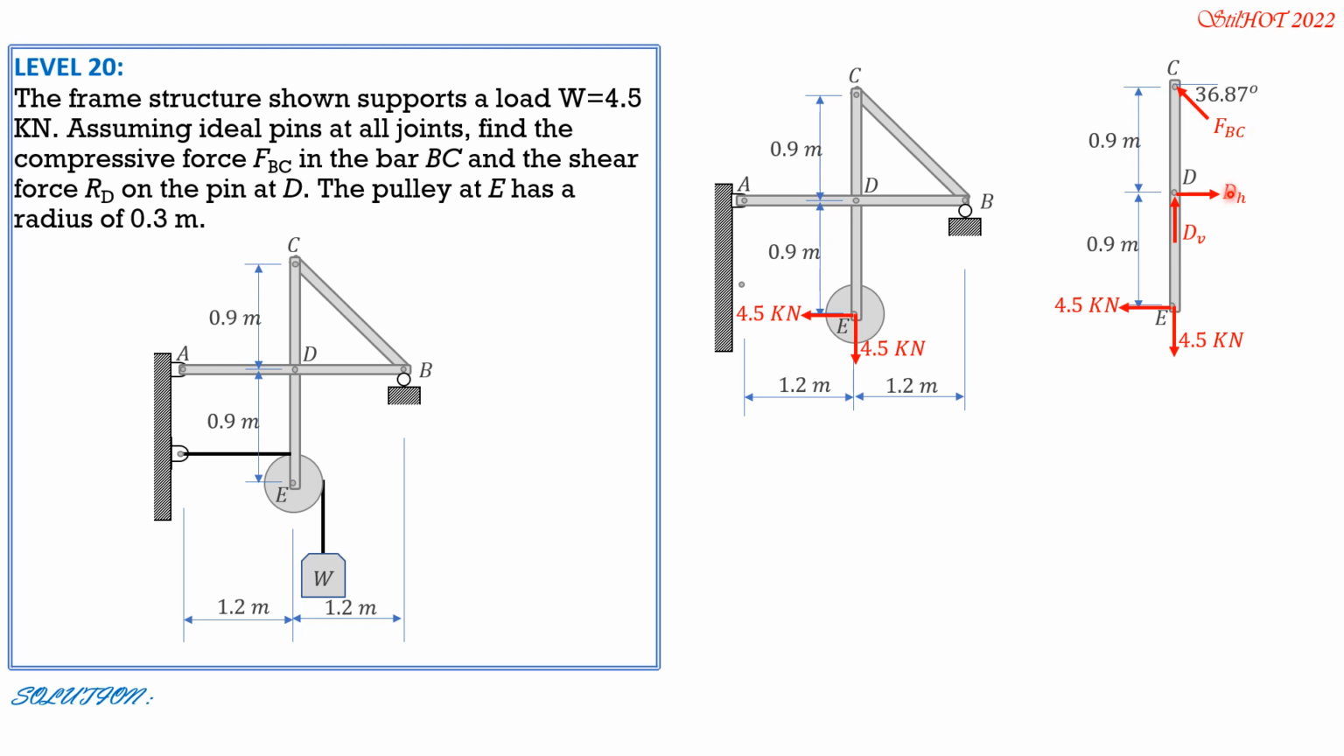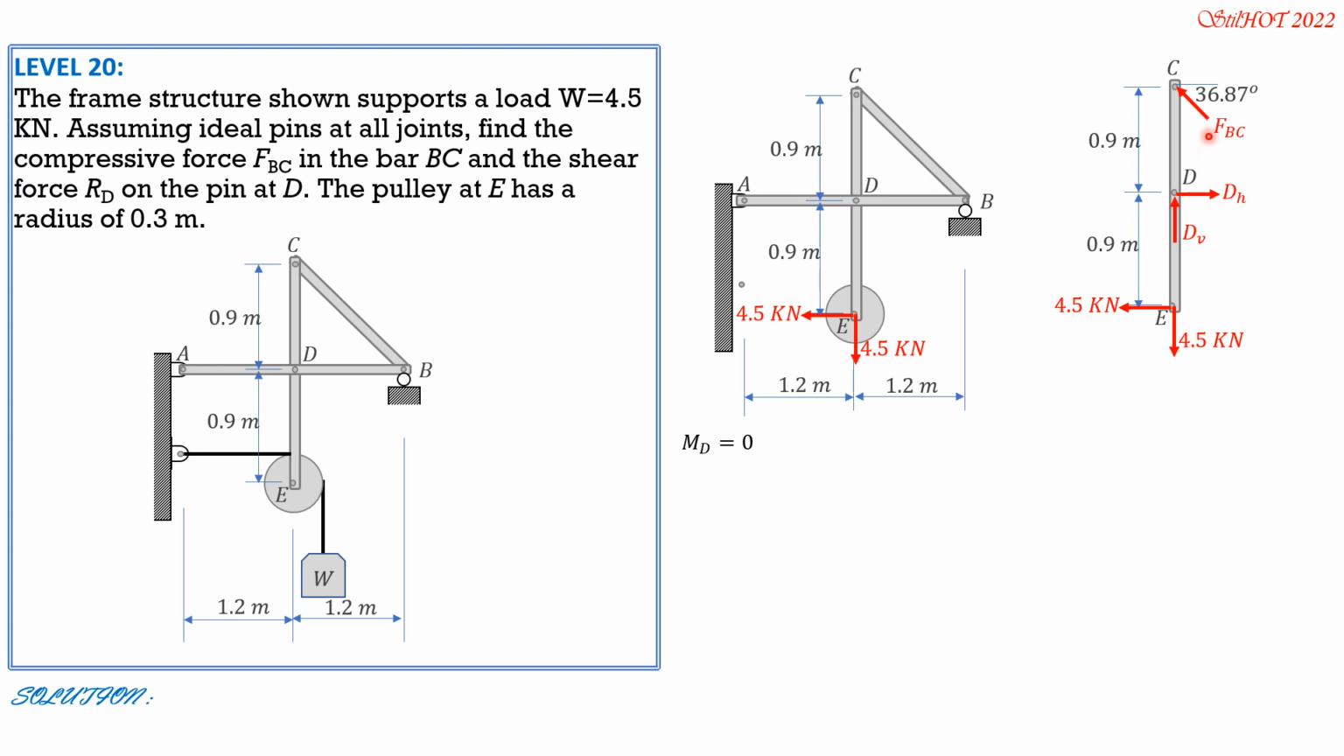Then RH 0, we can solve for DH. R vertical 0, we can solve for DV. So as simple as that. But the trick is many students were not able to draw this FBD. You may tend to solve for reaction at B, which is bad. So MD is 0.